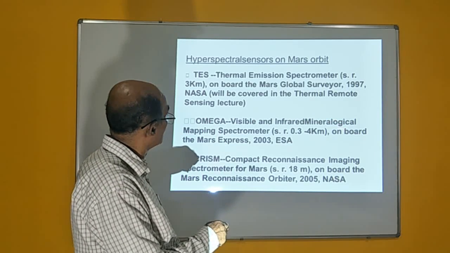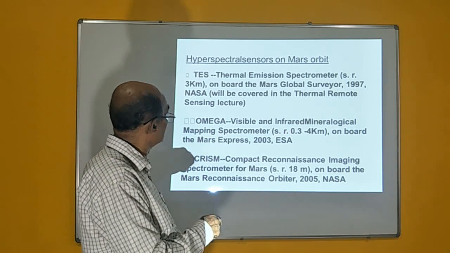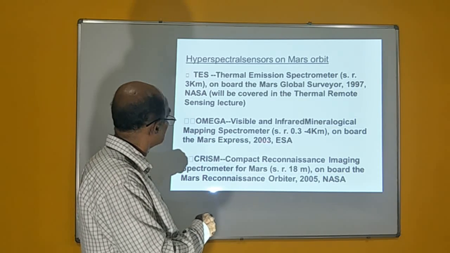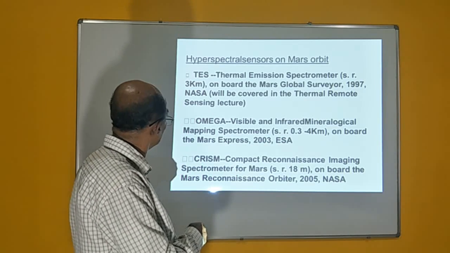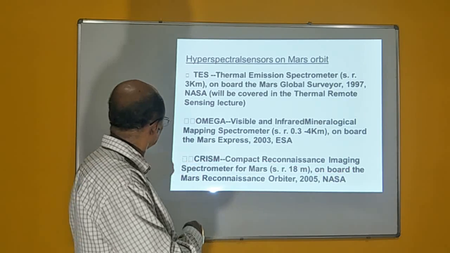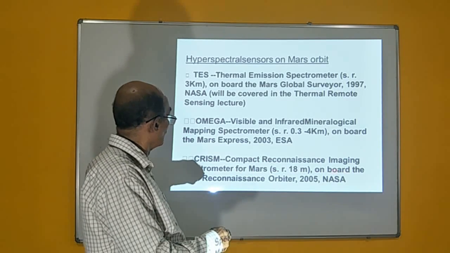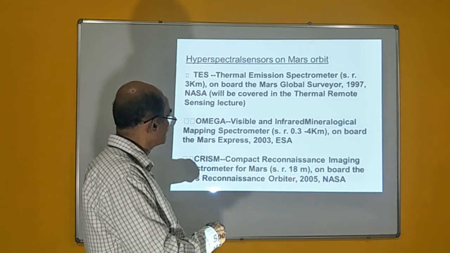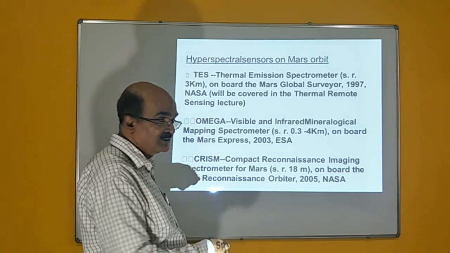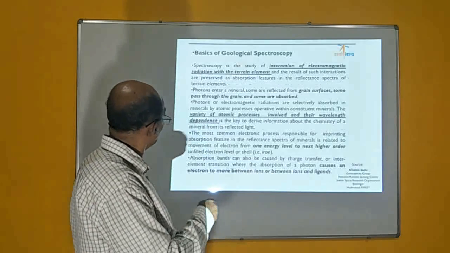OMEGA, the visible and infrared mineralogical mapping spectrometer, is on board the Mars Express, 2003, of the European Space Agency. Then the Compact Reconnaissance Imaging Spectrometer for Mars is on board the Mars Reconnaissance Orbiter, again launched by NASA of USA. These are some of the sensors.